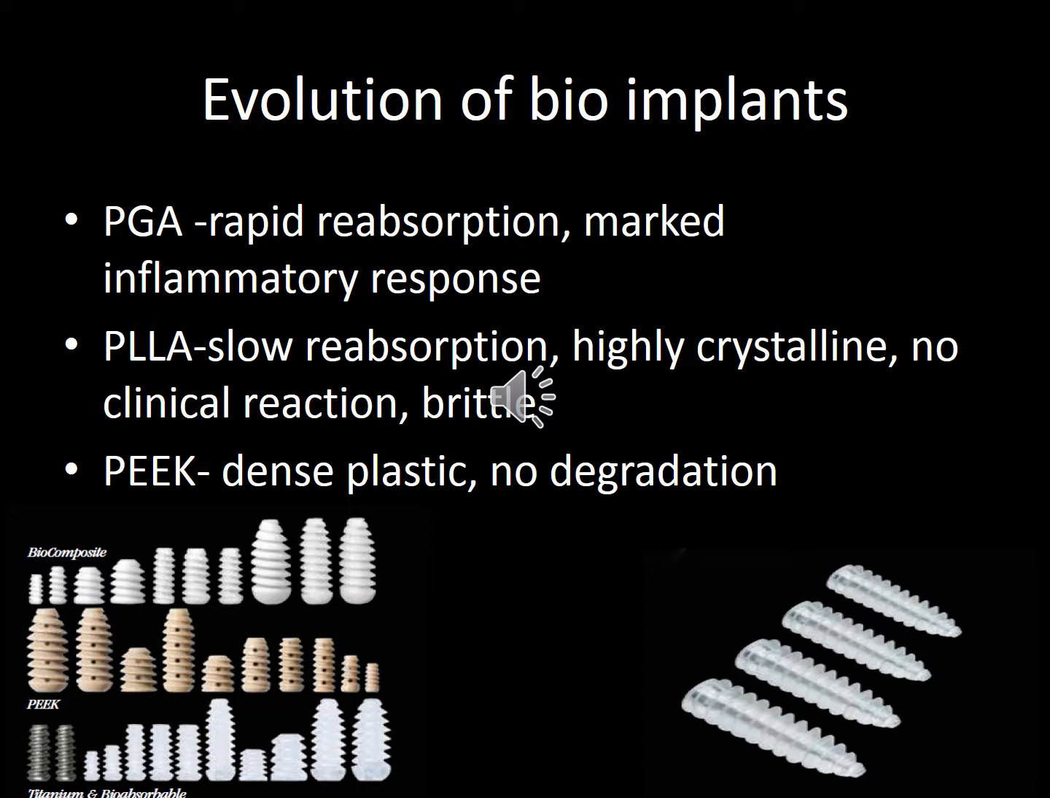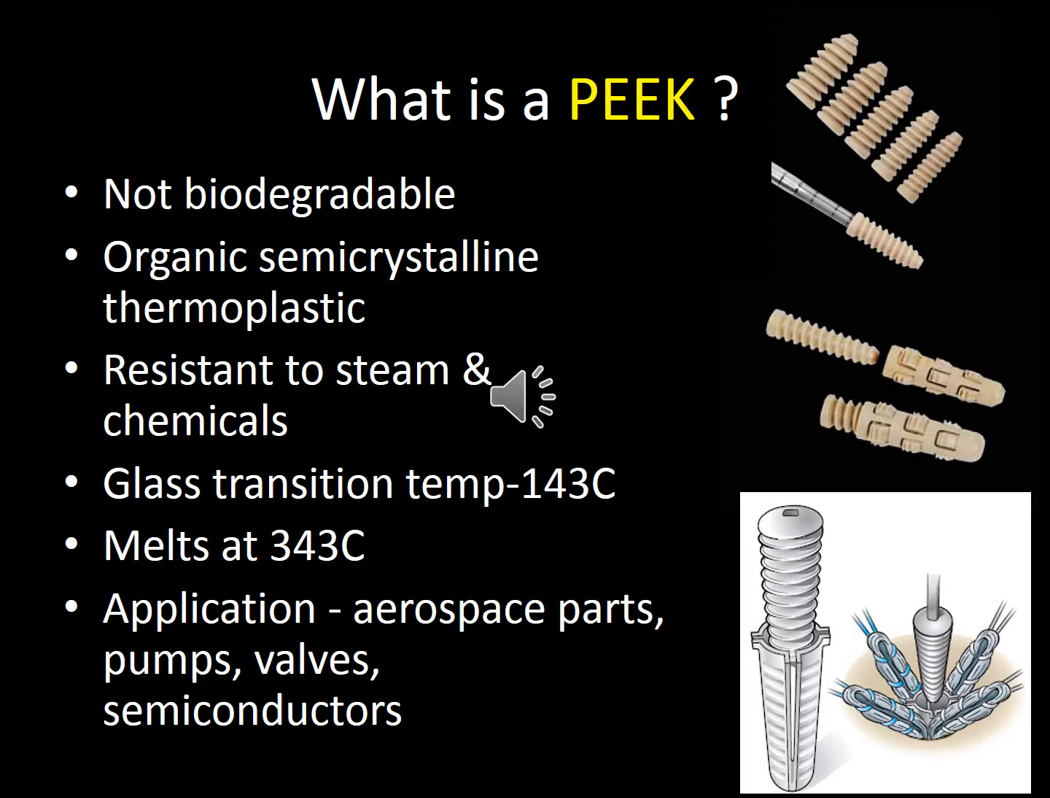Coming to PEEK, it is polyether ether ketone. It is a dense plastic and it doesn't degrade. It is not biodegradable. What is PEEK? It is a bioinert polymer, a rigid, organic, semicrystalline, thermoplastic polymer. It has high resistance to steam and chemicals as well as thermal degradation.